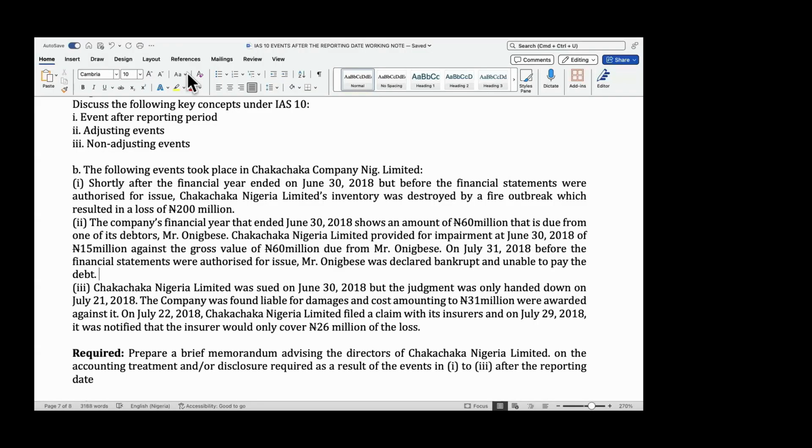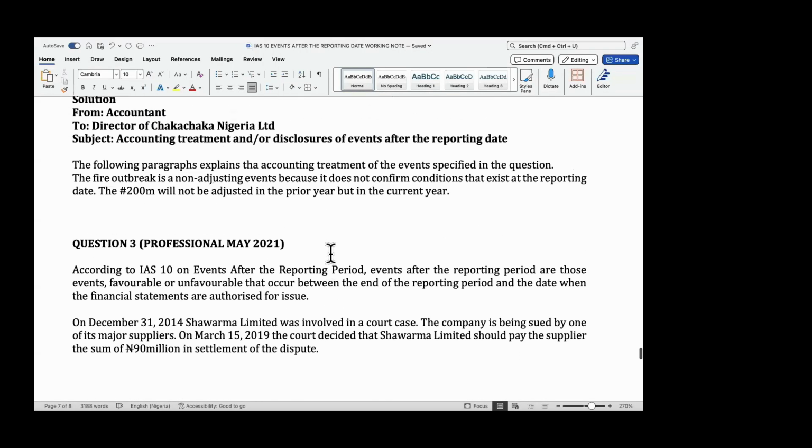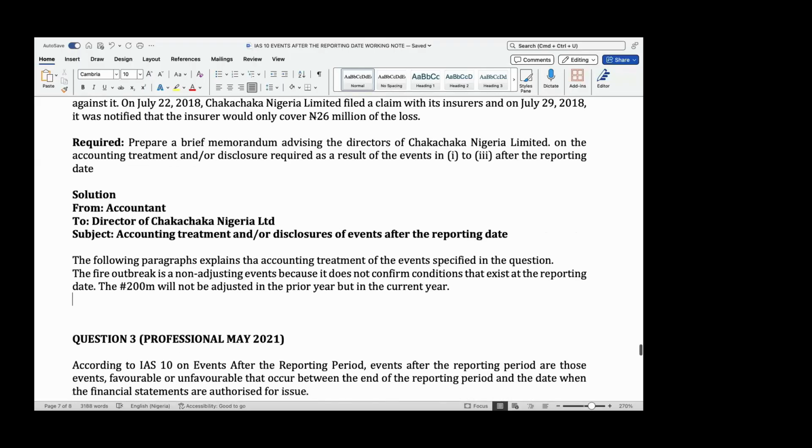I think it's an adjusting event since Mr. Onigbese has been declared bankrupt before the date the financial statements were authorized for issue. So how do we treat it? Increase the impairment to 60. I said we will increase the provision to 60 million. That's to be treated as bad debt written off. Okay, it's an impairment for receivables.